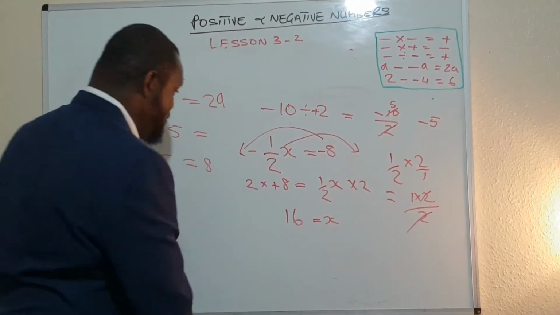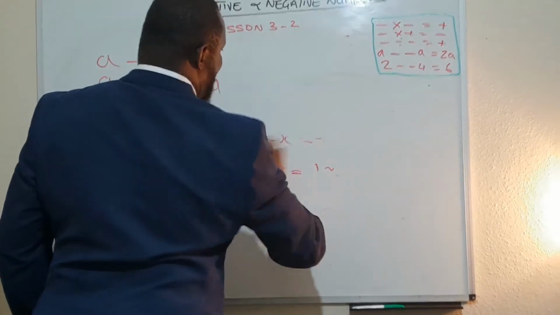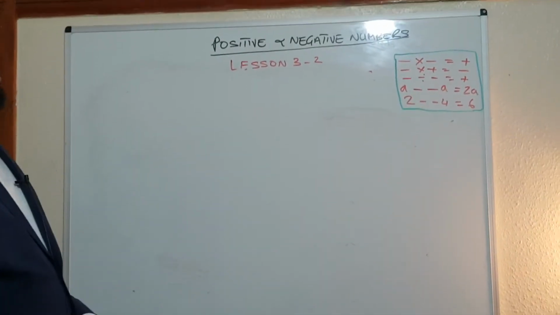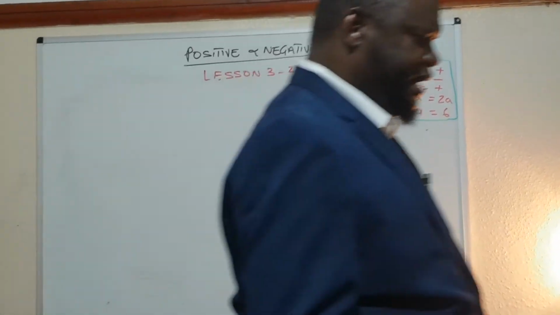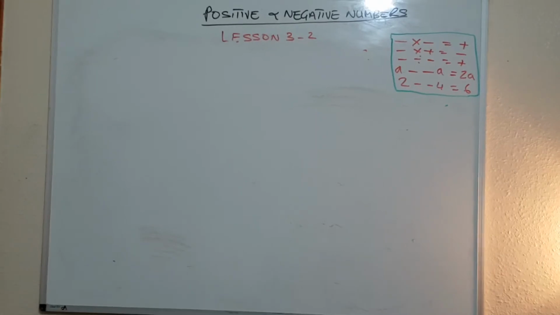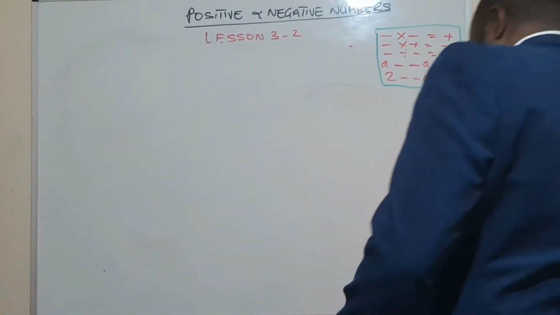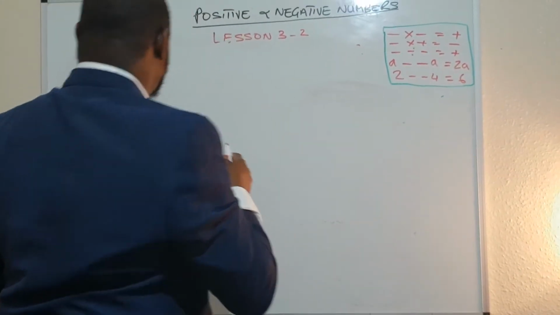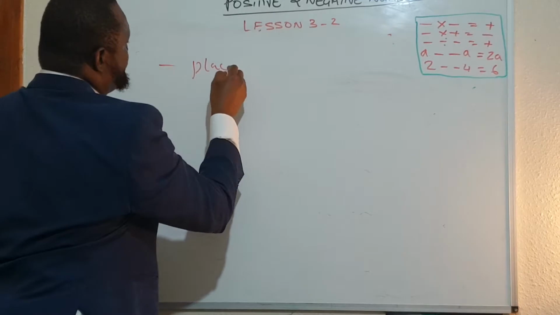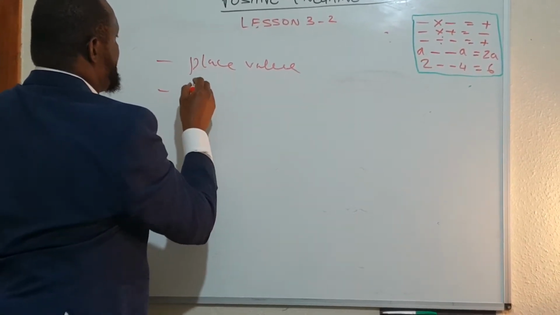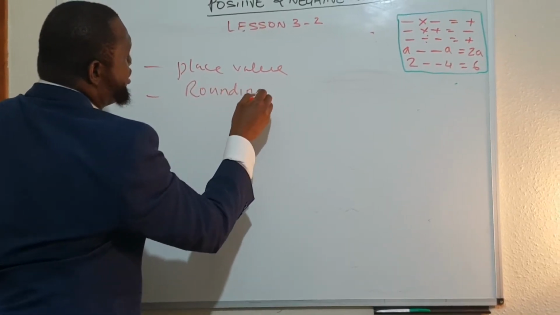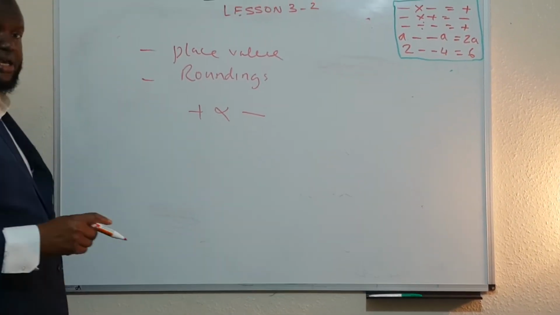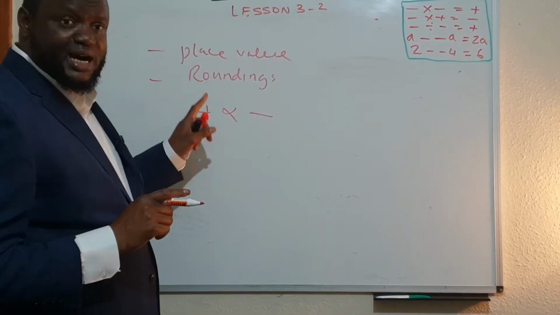Okay, thank you very much. Our next lesson, the reason why I do what we are going to do next is so that you can follow it up. In the syllabus, what they have next is roundings. The next lesson, we're going to do place value, and then roundings. But first we are going to give you GCSE style examination questions on positive and negative numbers.